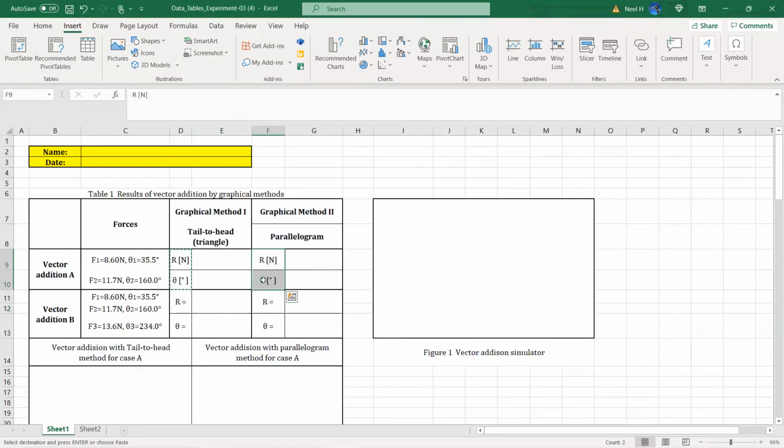I'm going to just copy paste this R and theta, a little bit easier then. And the theta with the degree sign. Okay, any question?